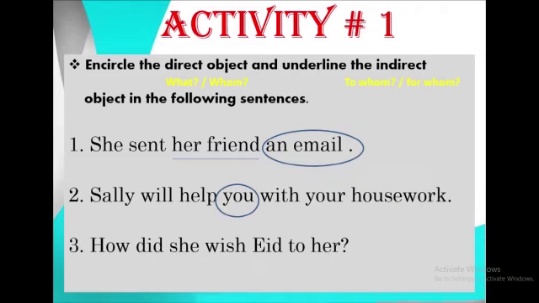Sentence 3. She wished Eid to her. So in this sentence, wish is the verb. So she wished what? She wished Eid. To whom? To her. So here Eid is the direct object and her is the indirect object.